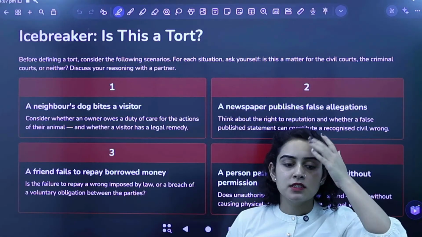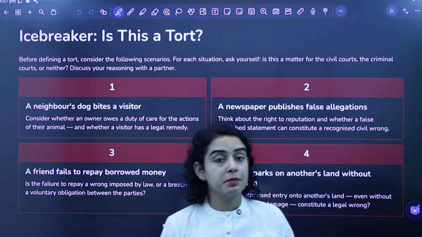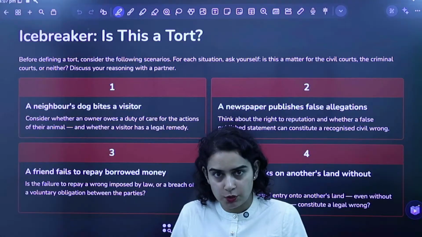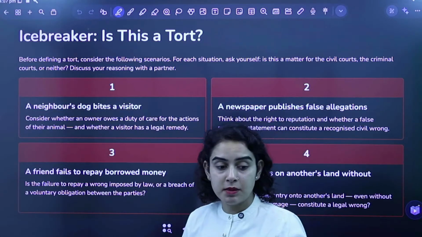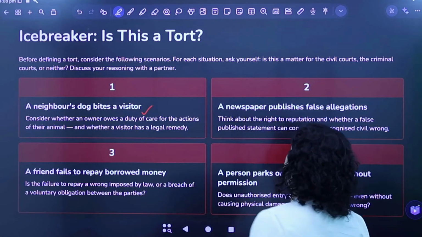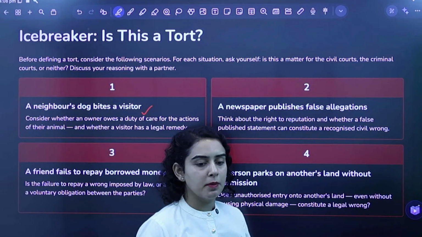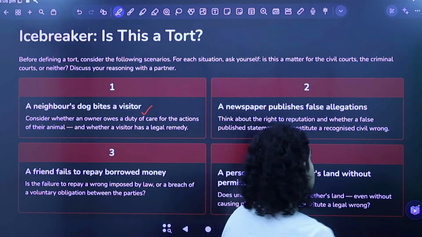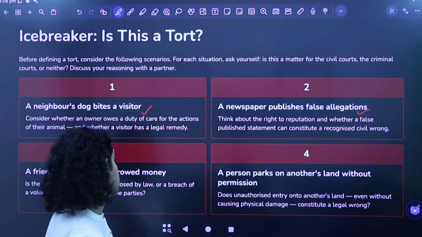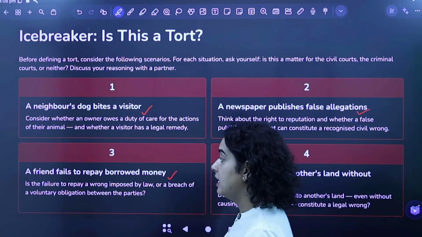In that case, you have not done anything directly, but still some loss, some damage has happened to some other person because of you, or because of something that you have with you. So you will have some responsibility towards that person. Second, let's say a newspaper has published false allegations against somebody else. Again, this is wrong and it needs a remedy, it needs justice. Then your friend fails to repay the borrowed money. In that case, what can be done?